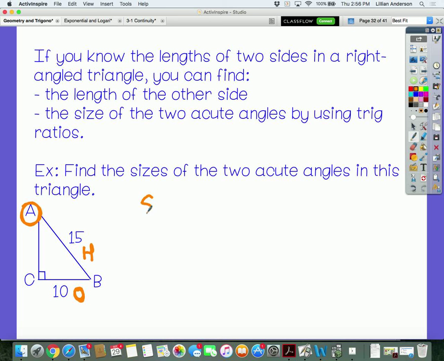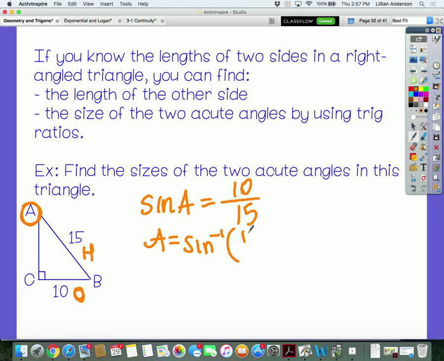Sine. So we set it up. The sine of our angle. This time we don't have a number there. We're actually going to put our variable because we're looking for angle A. And the ratio is going to be 10 over 15. So then to actually solve for A, we're not going to divide both sides by sine. You can't really do that. That's when you do the inverse.